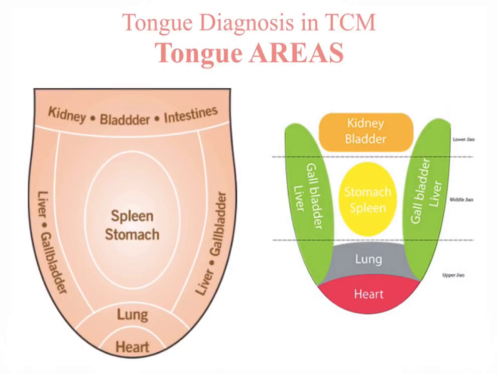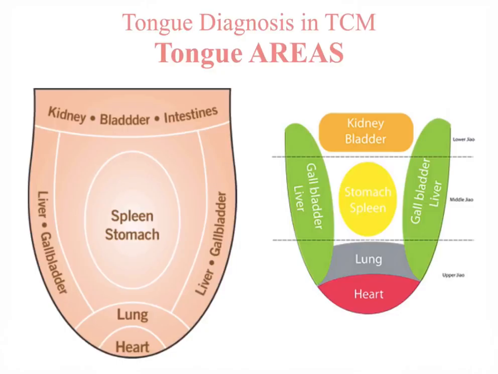So this little tongue map is giving you an idea where each organ is mapped out on the tongue. So if you look at your trunk, the heart is at the top with the lung, right? And then the spleen and stomach in TCM represents digestion, so they're in the middle. On the side, we have the liver and gallbladder. And then at the bottom, below the belly button, you have all your other organs. So you have the intestines, the bladder, and the kidney.